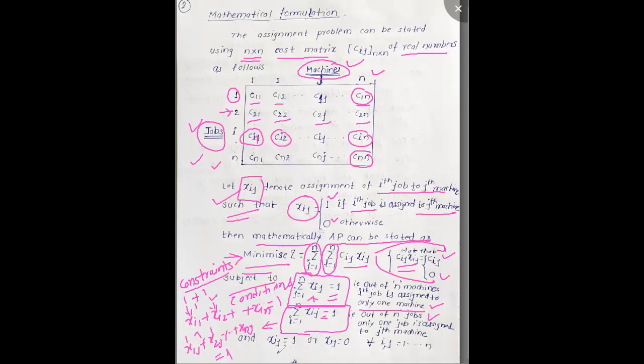And finally, we write the values of the variables. Variables are always non-negative in all the problems, that is in linear programming problems, transportation problems, assignment problems. So in this assignment problem also, the variable takes only two values, 0 or 1. So finally we write xij equal to 1 or xij equal to 0. So this is how we formulate the assignment problem.